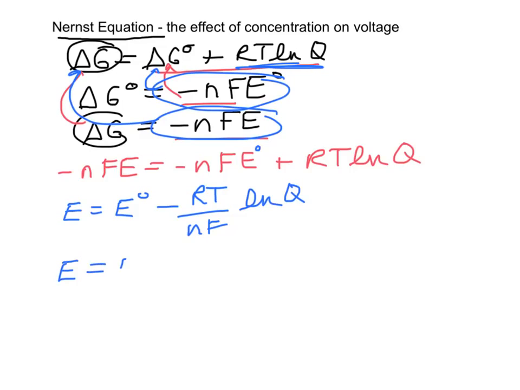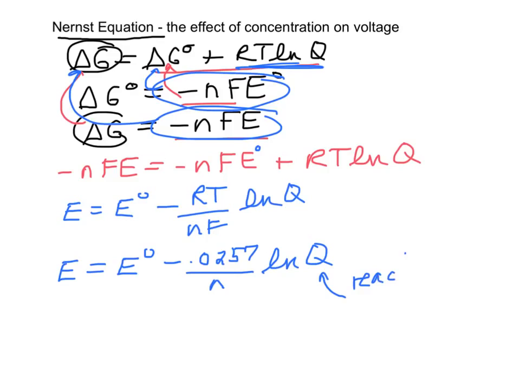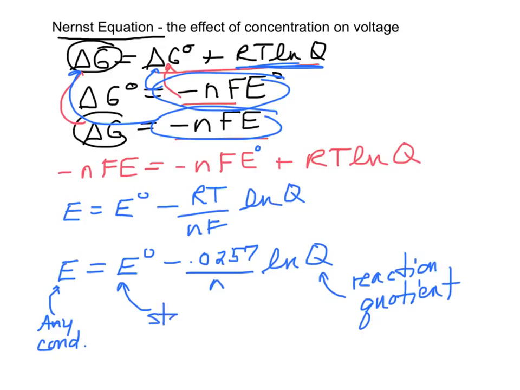So E is E0 minus 0.0257 over n. Remember, that's what RT over F equals if you're at 25 degrees Celsius, times the ln of Q. And hopefully you remember that Q is your reaction quotient. Remember, that's the same expression as K, just when you're not at equilibrium. And that is the voltage at any conditions. They don't have to be standard. And E0 is your voltage at standard conditions, when you have 1 molar and 1 atmosphere of everything.